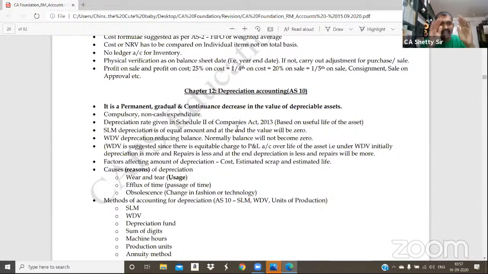So I have an asset. Now look at me. I have land. Land is a fixed asset, but not a depreciable asset. I have livestock.